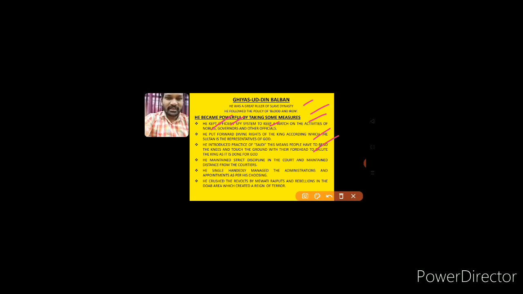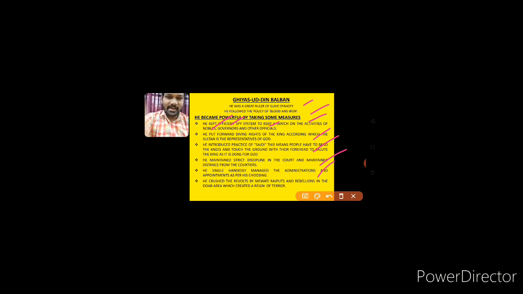Next, he introduced the practice of the sajda system. People have to bend down and touch the ground and show reverence to the king, the sultan, as we do in churches, temples and mosques. By doing that, we show honor and reverence to God. In the same way, people also had to do the same to the sultan. Next, he maintained strict discipline in the court. In his court there was strict discipline, and he also used to keep his distance from the courtiers and nobles. That is to manage the kingdom with a disciplinary system.